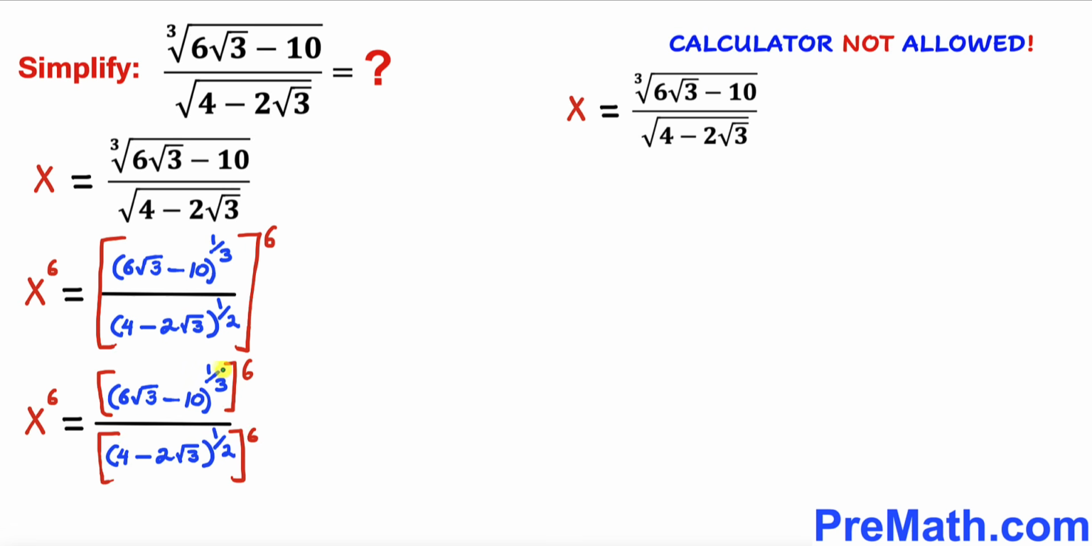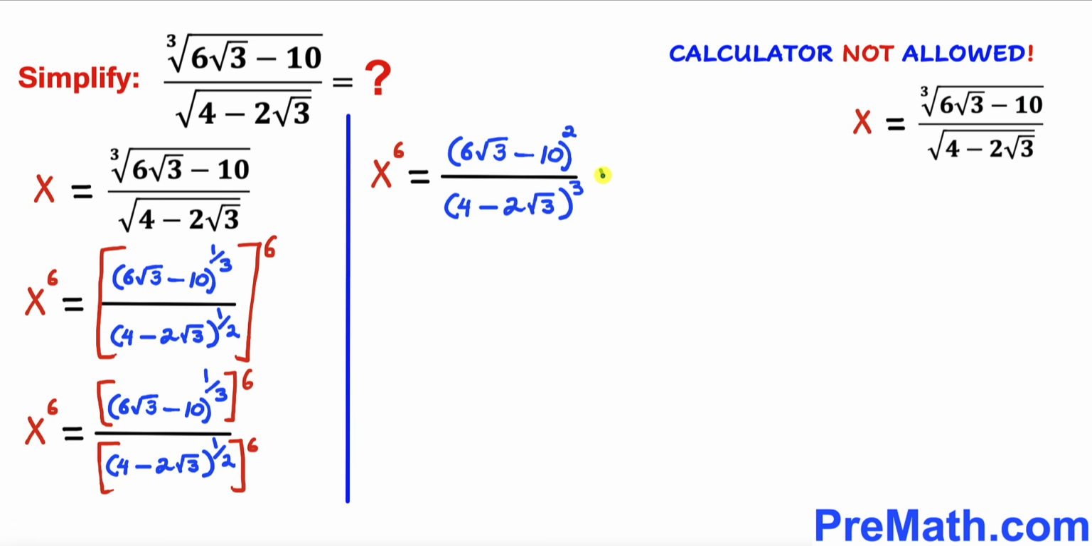And now let's make an observation. We can see we have this one exponent and we have another exponent. These are called nested exponents. Likewise, one exponent and then another exponent. And whenever we have nested exponents, we just multiply them out. So 1 divided by 3 times 6 is going to be equal to 2. And likewise 1 divided by 2 times 6 is going to be 3, as you can see in this next step.